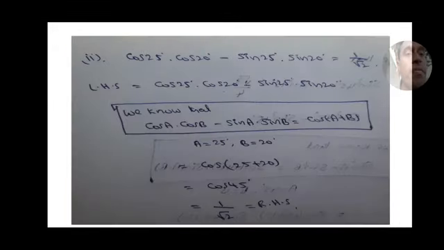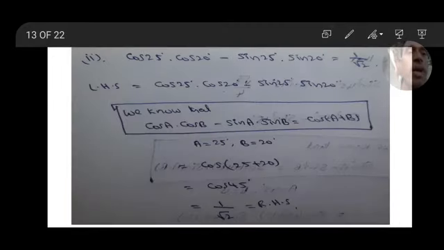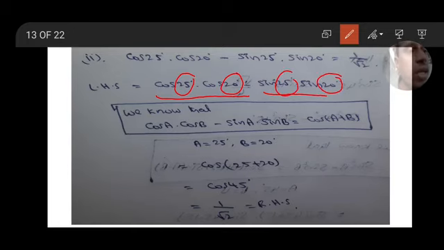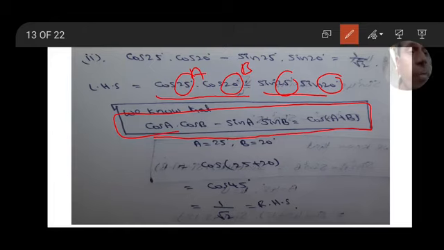Next problem, prove that cos 25 into cos 20 minus sin 25 into sin 20 equal to 1 by root 2. Okay. LHS, cos 25 into cos 20 minus sin 25 into sin 20. So if you observe, this 25 and 20 are same angles, here cos and here sin. If you suppose it is A and it is B, so it is of the form cos A cos B minus sin A sin B equal to cos of A plus B.